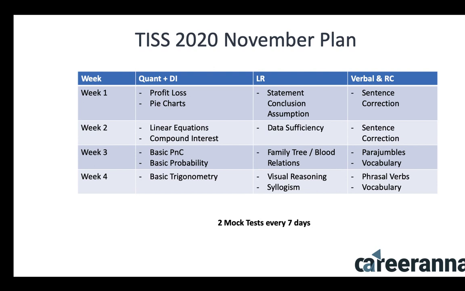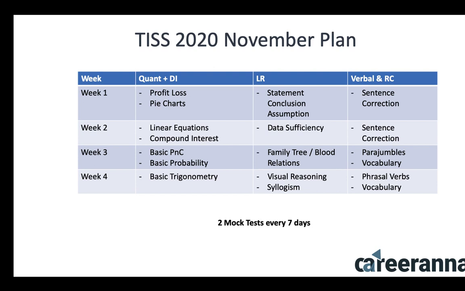Week 2, linear equations and compound interest for Quant, data sufficiency for LR, and sentence correction to continue for the verbal part. Week 3, just do basics of PNC and probability. Remember that no complex question, no tough questions would come from PNC and probability. Whatever would come in the examination would be very direct formula based questions, and hence just do very basics of PNC and probability, followed by family tree, blood relation concept for LR part, and do parajumbles in the verbal part.